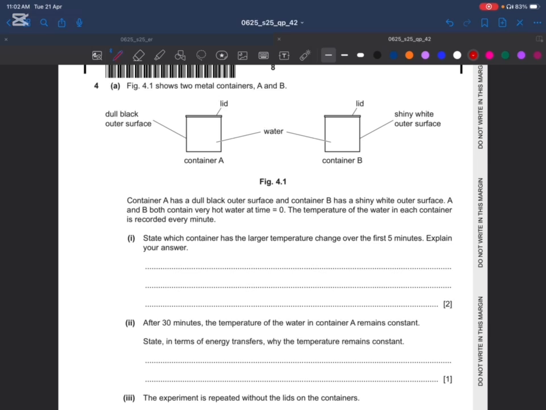Question number 4 is based on the heat part, and this is figure 4.2, which shows two metal containers A and B.